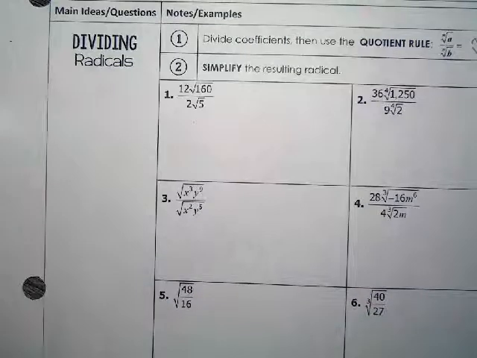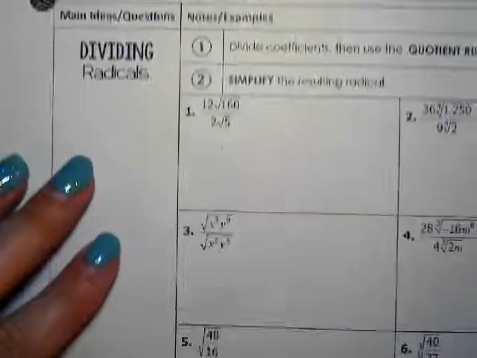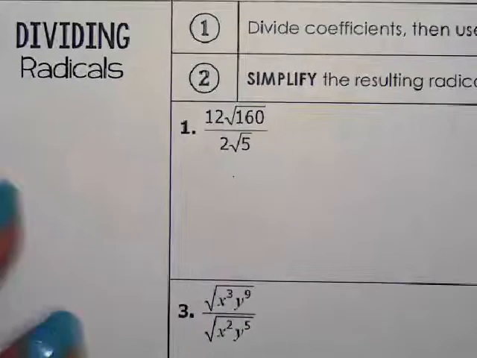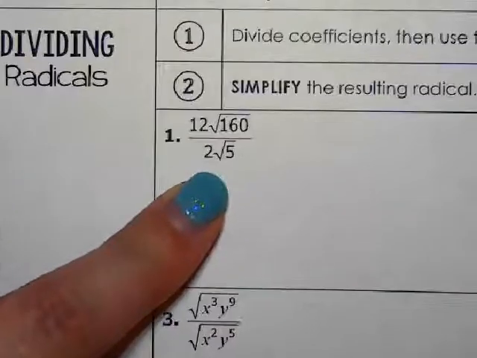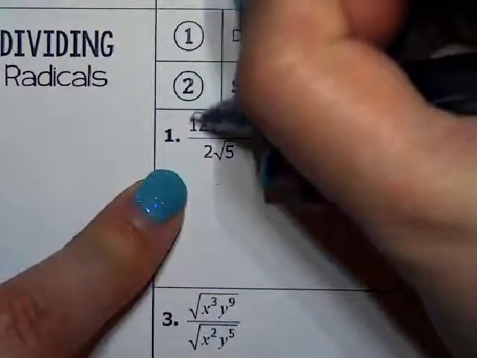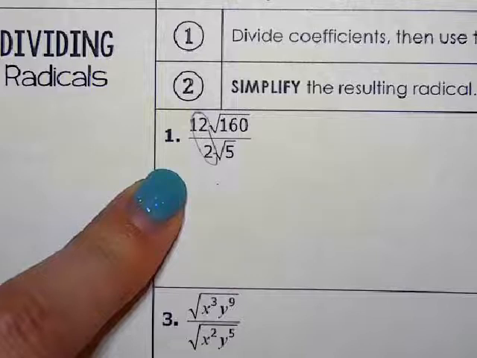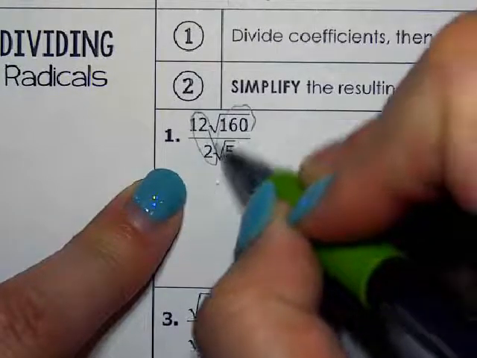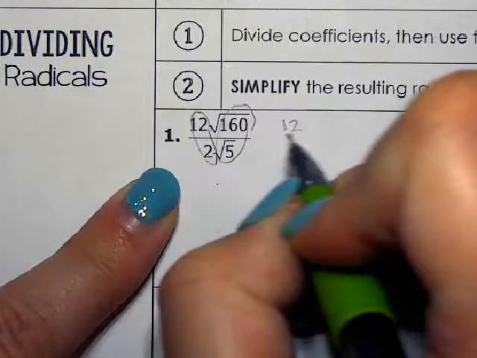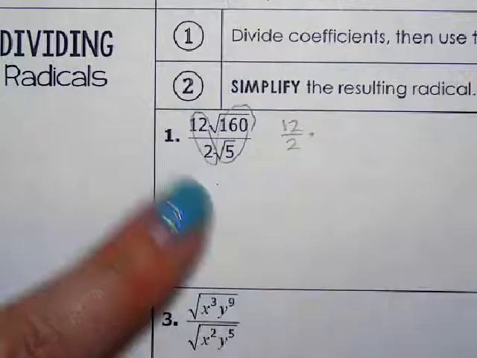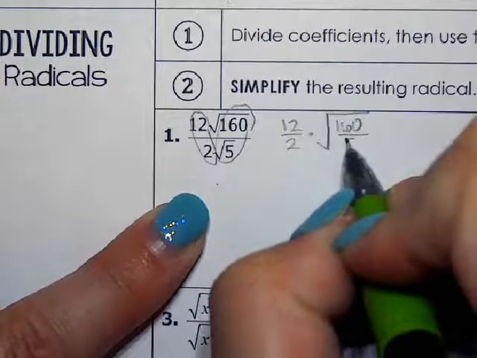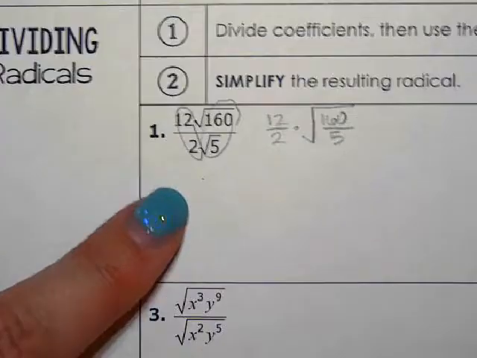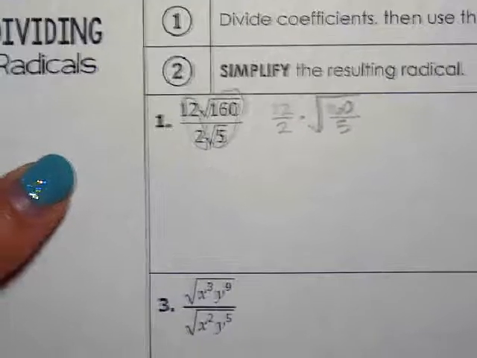So if we look at the first problem on this notes sheet, this is one where they have split it apart for you to start with, but for us it's actually better if we think of this together. So what we're going to do is we're going to simplify these two pieces separately. We're going to think of the coefficients as one piece, and we're going to think of the radicals as a different piece. So I'm going to think of this as 12 over 2, because that's easy for me to simplify. And then I'm going to put the radical together, so 160 over 5, because I know that 160 divides by 5. That's just easy for me to do.